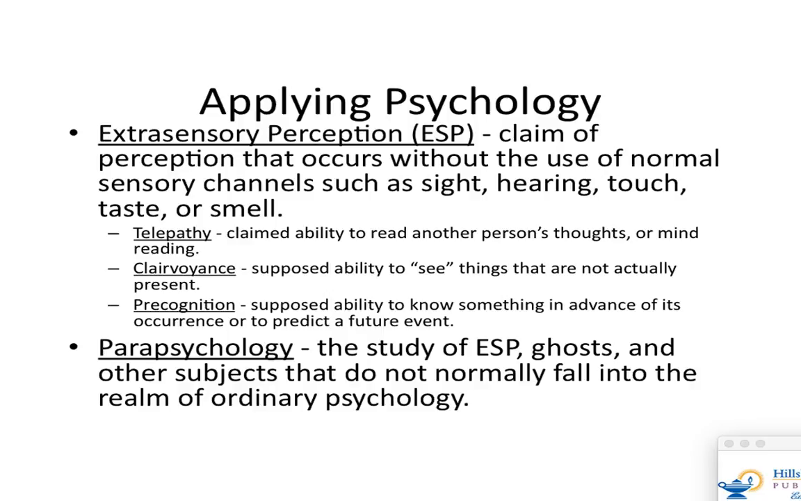Alright. So telepathy, you can talk to other people. Clairvoyance is the supposed ability to see things that are not actually present. These are your ghost people.